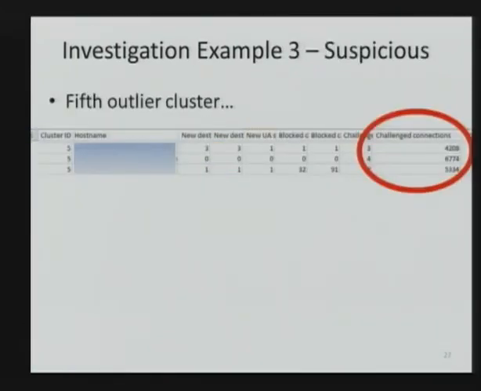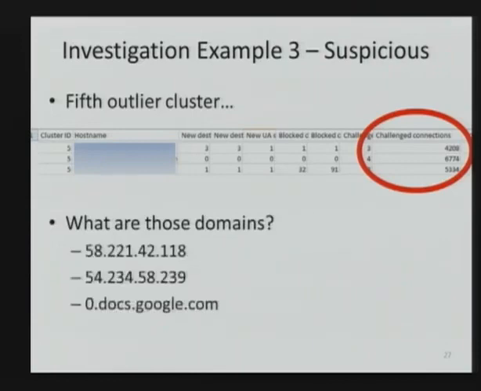Here's an example of something that was more suspicious. This cluster had 3 hosts in it, and they stood out because they made a large number of challenge connections. This is when the user was presented with that agreement page, but the user never clicked on it. But still the host kept going back and made thousands of connections, trying to go to that site. So what are those domains? Well, the third one is Google Docs, which happened to be blocked at EMC. But the first 2 are raw IP addresses. Instead of referring to the destination by the domain name, they were just going directly to the IP.